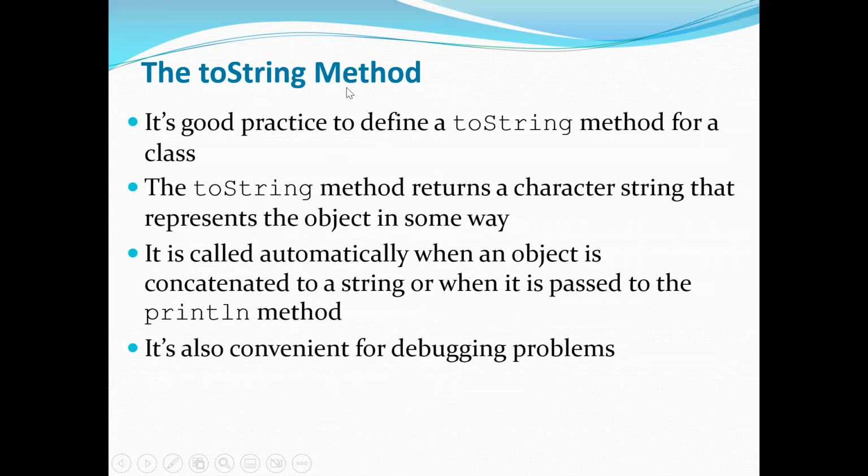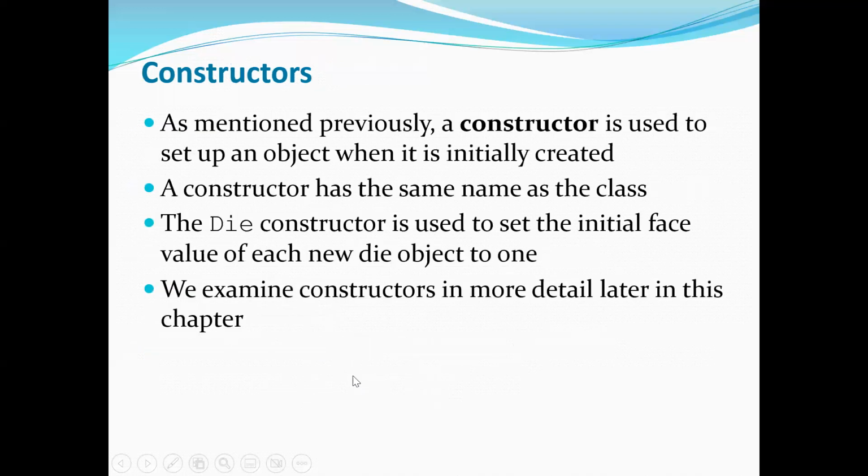Now we also have the toString method. It's a very good practice to define a toString method for a class. The toString method, again, is a special method that always returns a character string that represents the object in some way. This toString method is automatically called when an object is concatenated to a string or when it's passed to the println method. Also, it's very convenient for debugging problems.